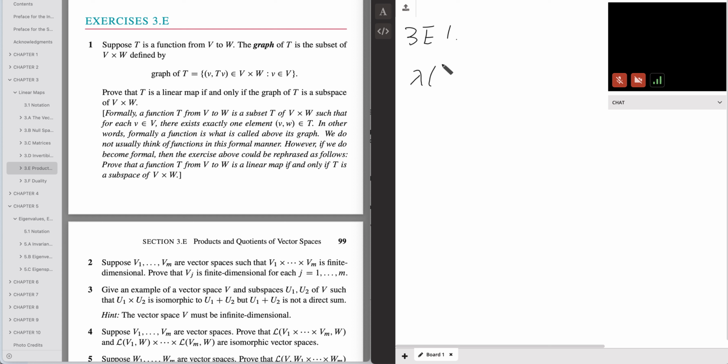So let's say you have some arbitrary v in V such that T of v is equal to w, but how do you know that then? Yeah, it's not incredibly clear about that. Hold on.